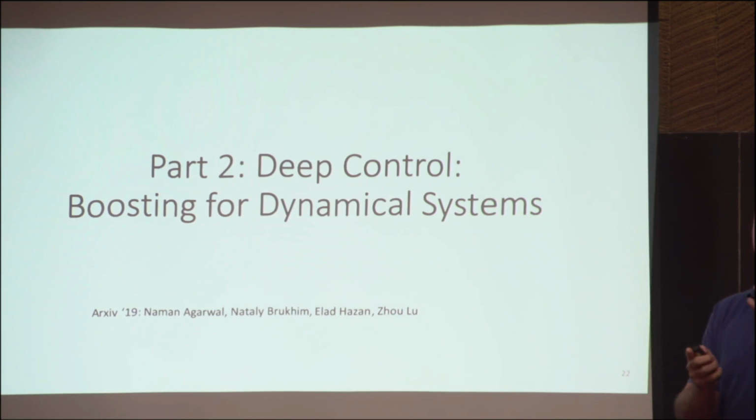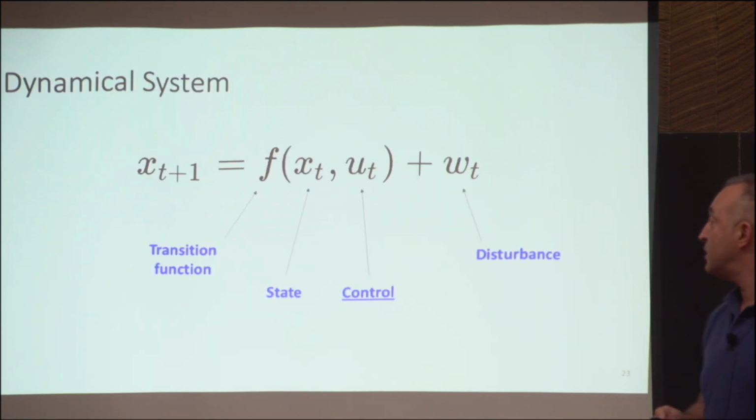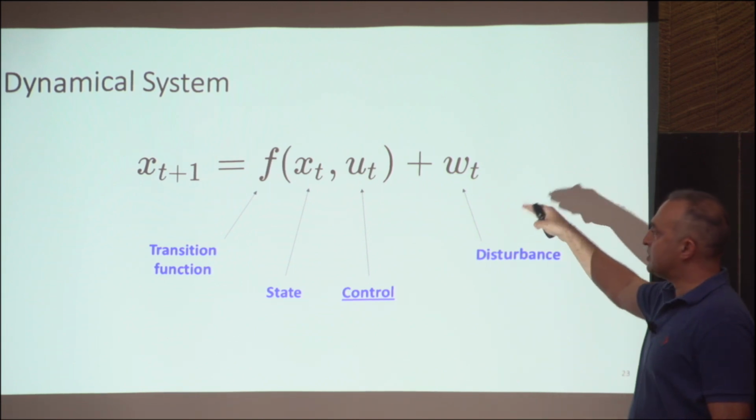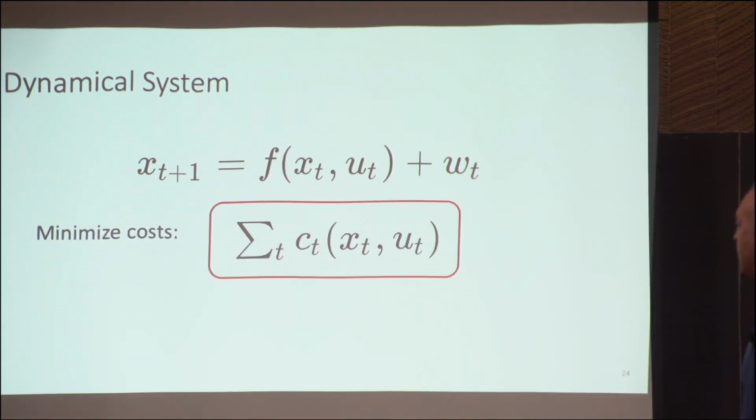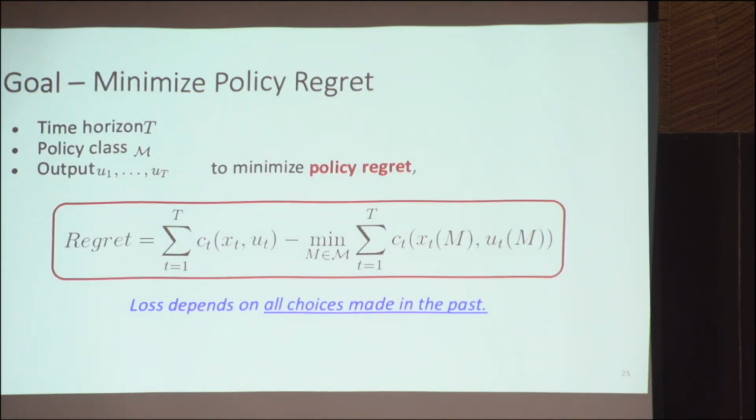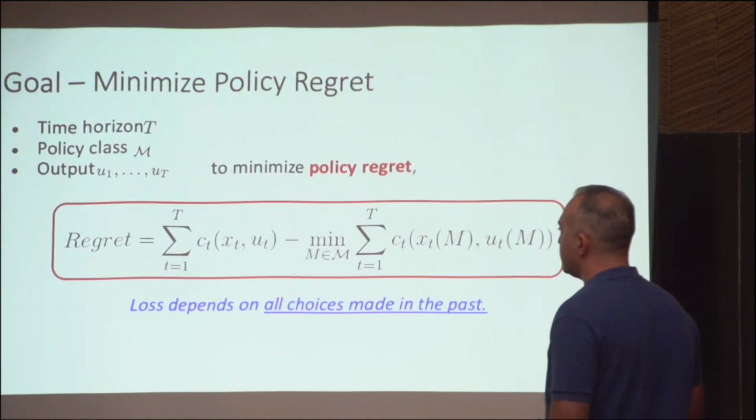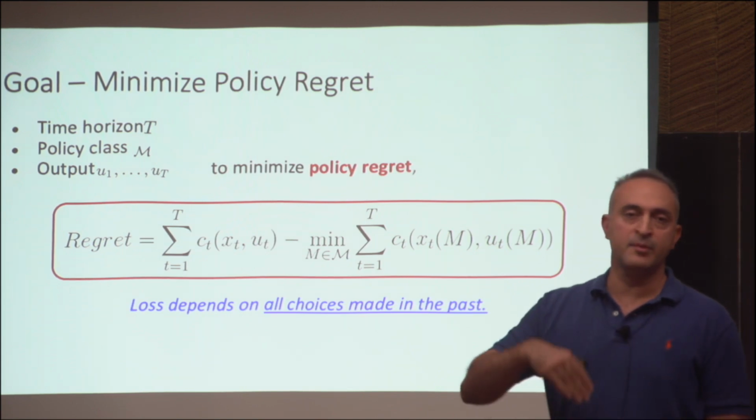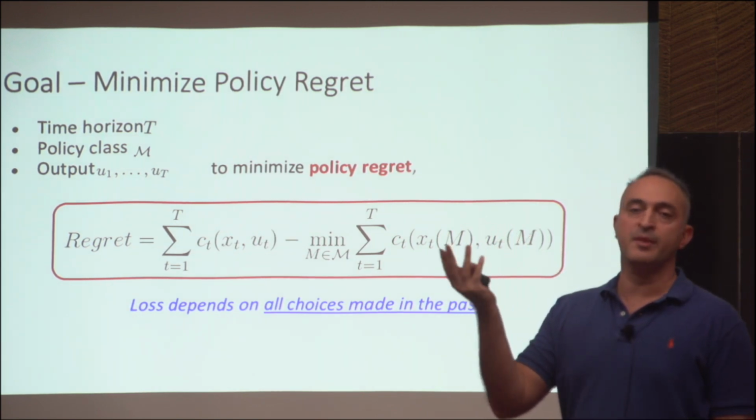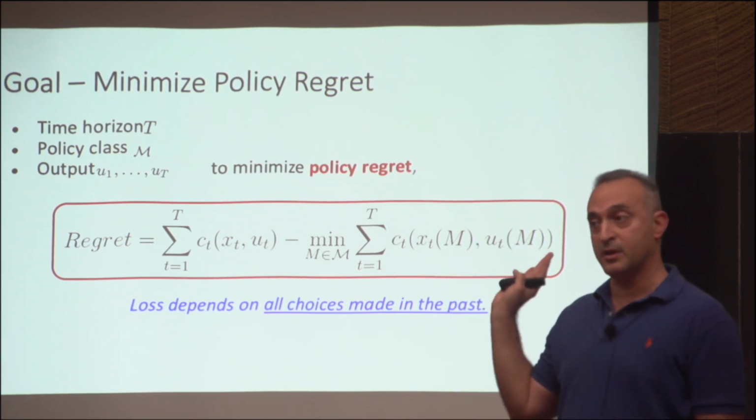So here is something rigorous you can say, even though you have deep or some other deep controllers. This is a theory of boosting for these creatures. Again, we're working in dynamical systems that change with perturbation. We want to minimize costs, and our goal is to minimize regret. So it's the same setting exactly as before. We want to minimize policy regret. I want to take some controller about which I assume something and improve its performance. That is the goal of this part of the talk.